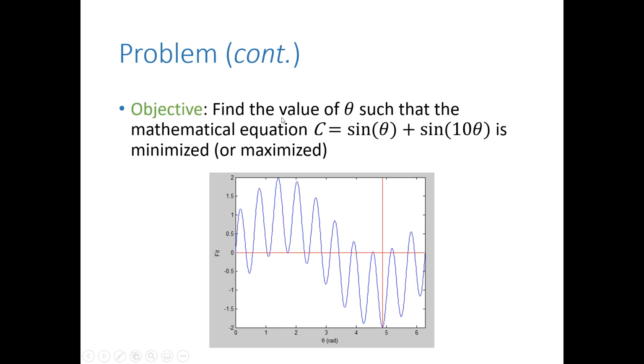So the objective: find the value of theta such that the mathematical equation is minimized or maximized, but we are interested in minimization. So this is the solution, this point here. We want to use the genetic algorithm to find this point here.